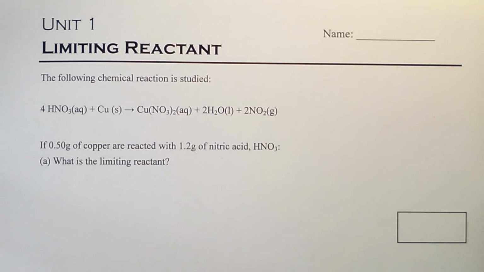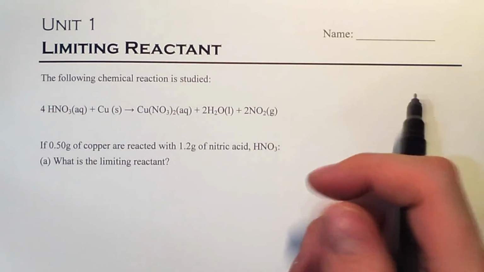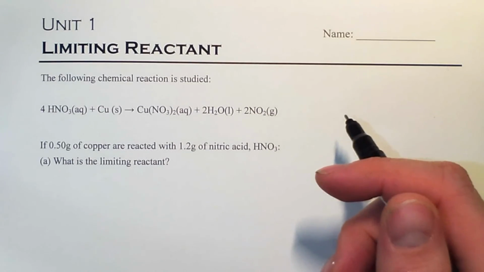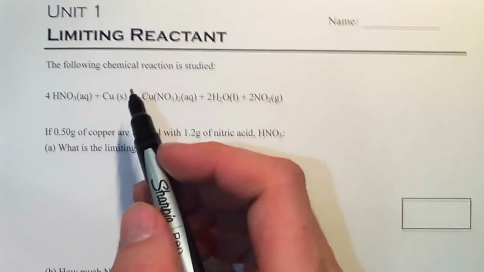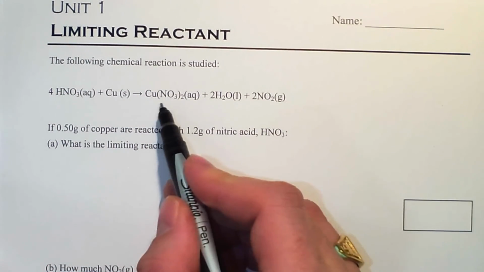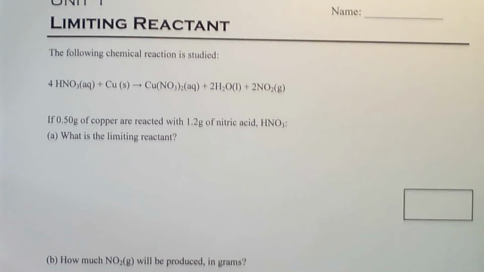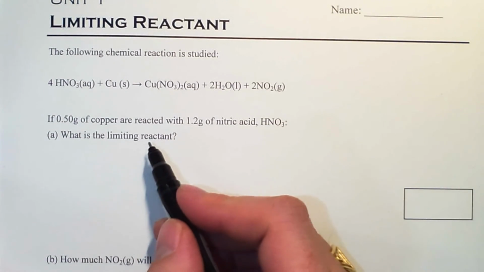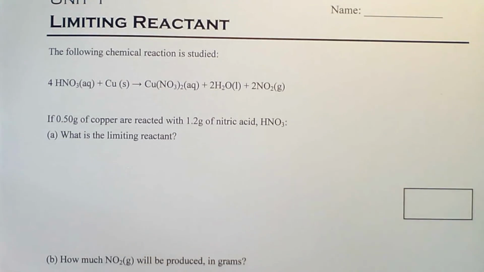So we're going to start by looking at a limiting reactant question. I picked a chemical equation that would have a lot of different coefficients in it and might help us really see how to do these. So the following reaction is studied. It's nitric acid plus copper giving copper 2 nitrate, water, and nitrogen dioxide. So if 0.5 grams of copper are reacted with 1.2 grams of nitric acid, or HNO3, what is the limiting reactant?